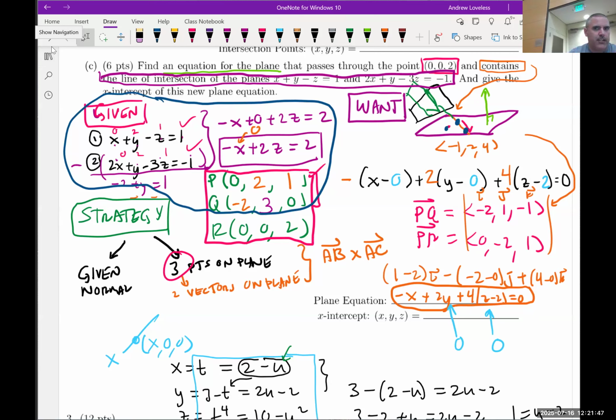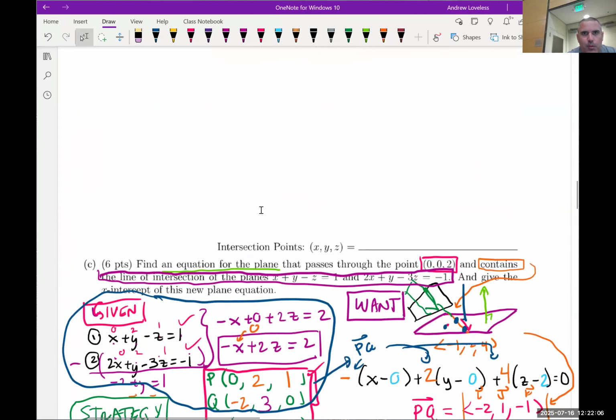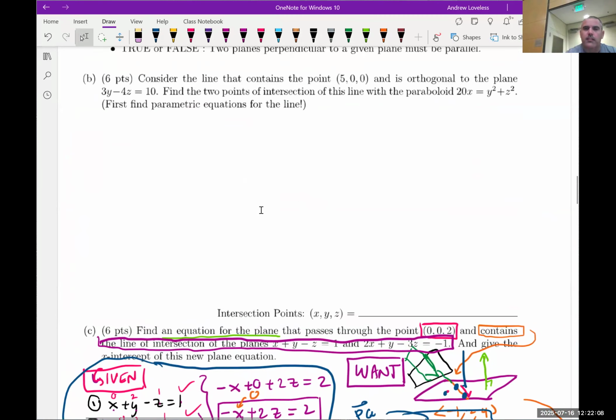Yeah, I mean, you still could do this and then just use the vector. So if the line was perpendicular, you would use the vector PQ in these spots. But you can also do the cross product method. Yeah, if we see a line in a plane that's perpendicular, that makes it a really short question. In fact, let me look at this previous question. Consider the line that contains the point and is orthogonal to the plane. So this is an example of what you're talking about.